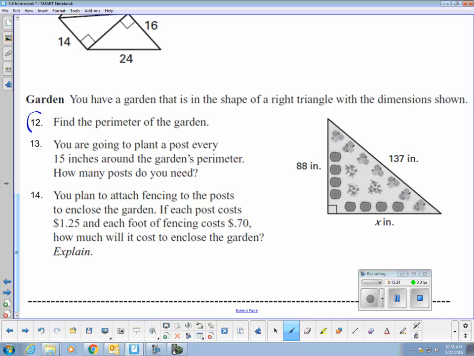All right, let's take a look at number 12, and hopefully we can answer all of these once we answer number 12. First, we're going to find the perimeter of the garden, and in order to do so, we need to find this missing side right here. Because I have a right triangle, and I know 2 sides of the right triangle, I'm going to use the Pythagorean theorem.